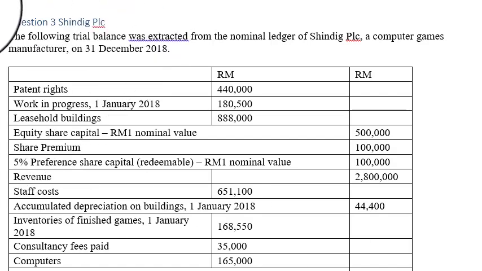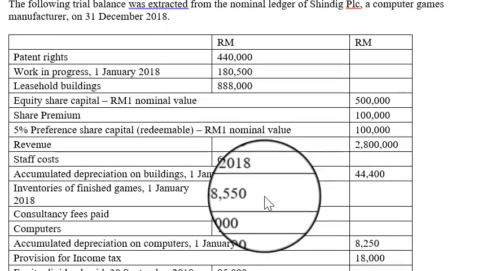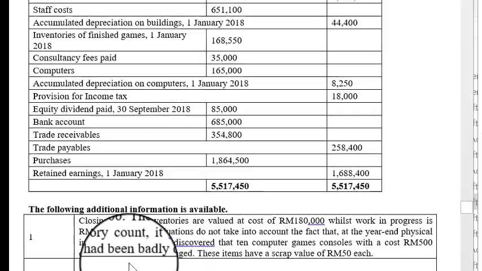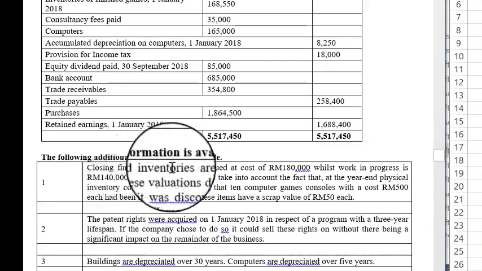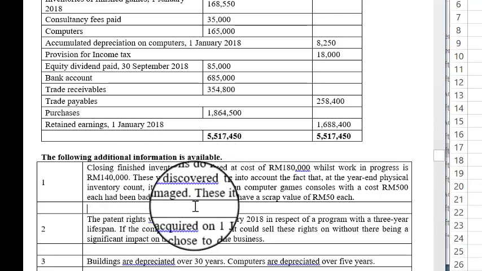Okay, now we come to question number 3. If you look at this question, same thing, we need to do adjustment. Closing finished goods are valued at 180, while the work in progress is 140. So this means that your closing stock should be valued at 320.